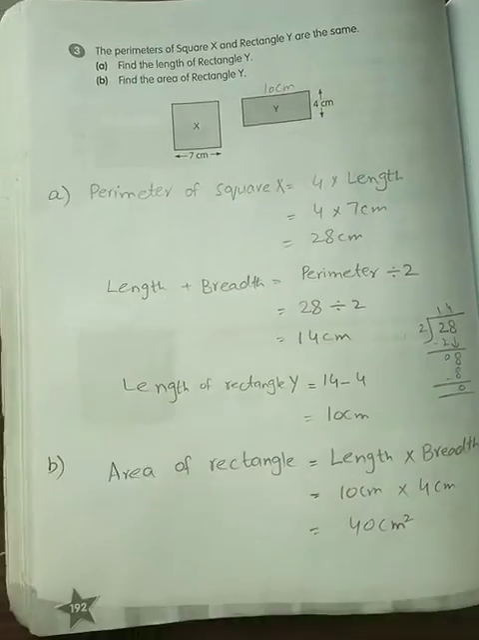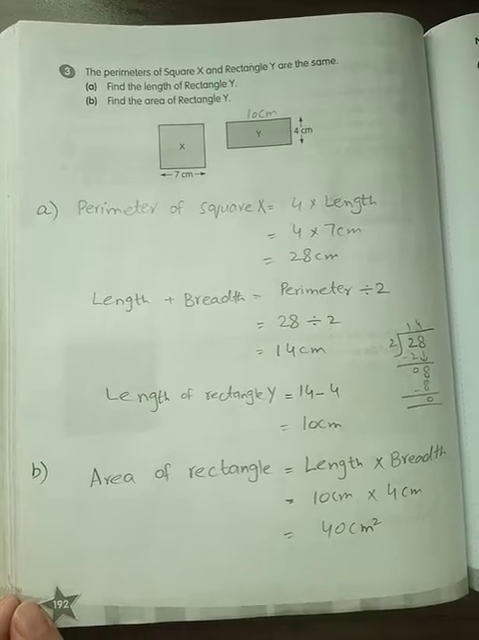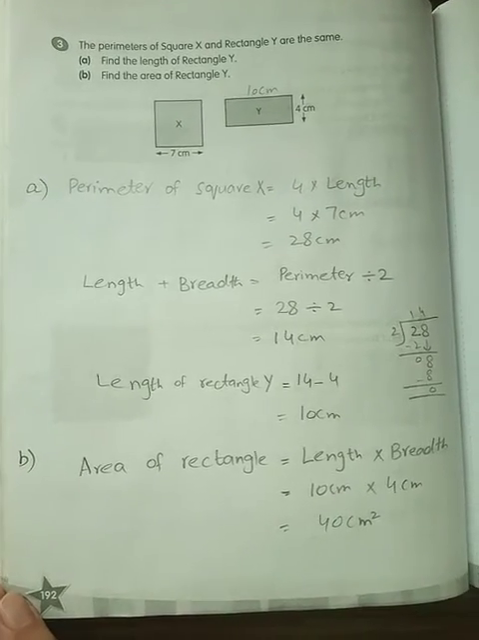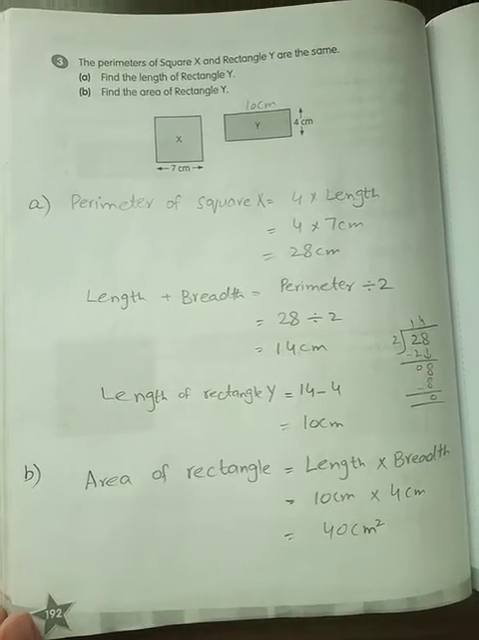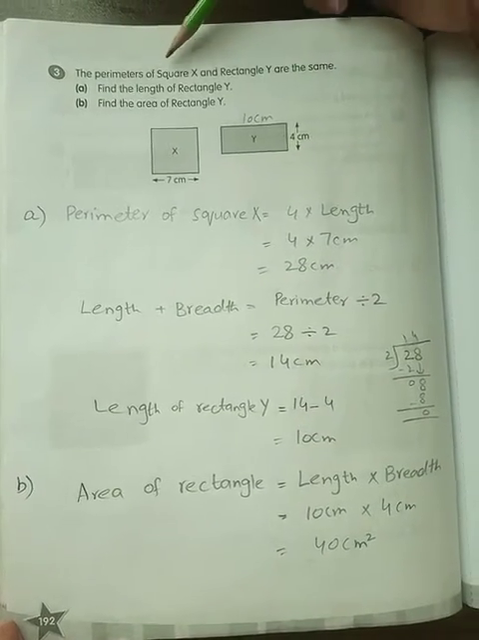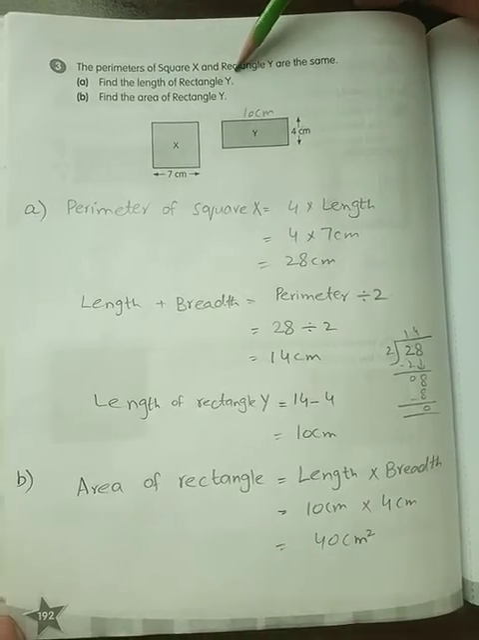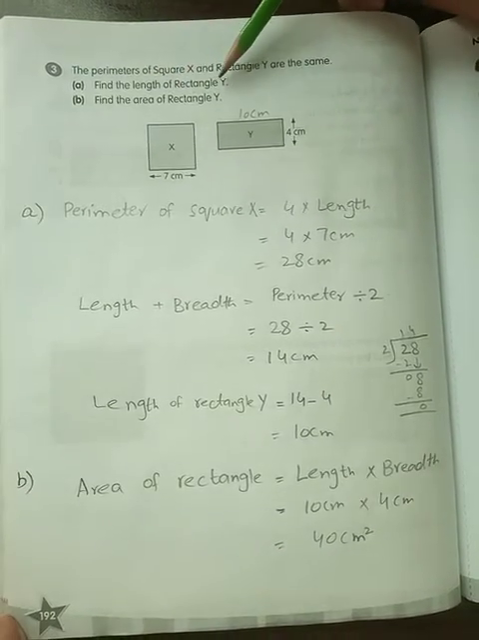Okay, move to the next page, page number 192. Students, this question is very interesting and a little bit tricky as well, so you have to do this question very carefully. You have to understand it first. Question is, the perimeters of square x and rectangle y are the same. Find the length of rectangle y and find the area of rectangle y.